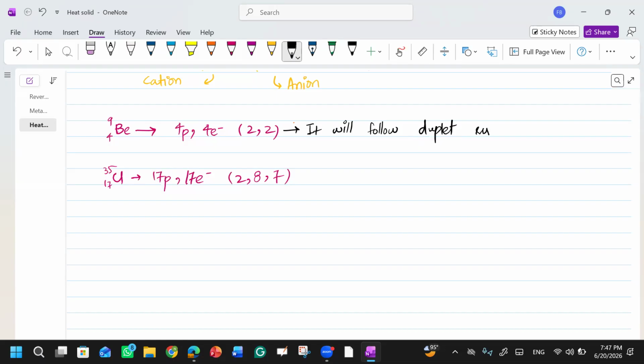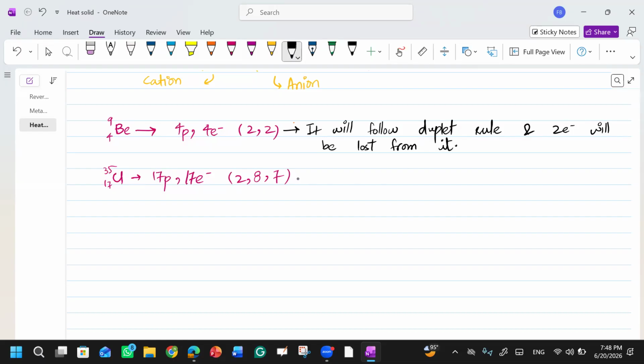Okay, it will follow the duplet rule, and 2 electrons will be lost from it. How will 2 electrons be lost? We will check this.